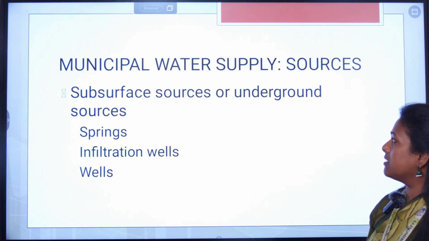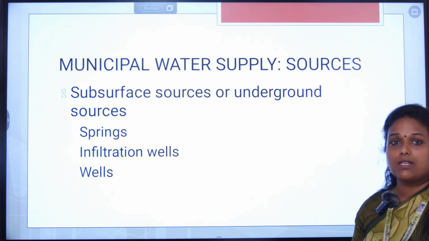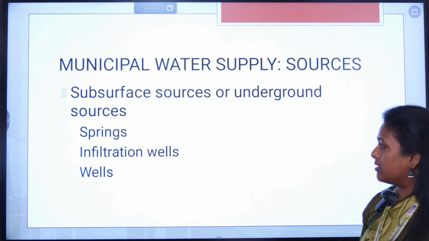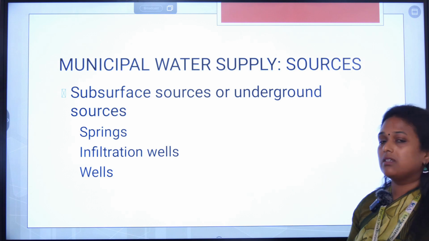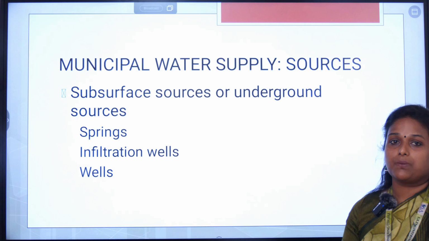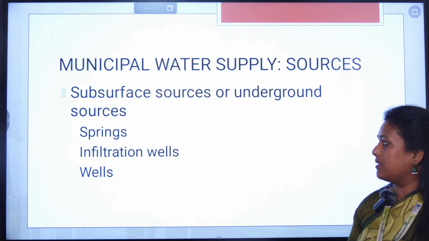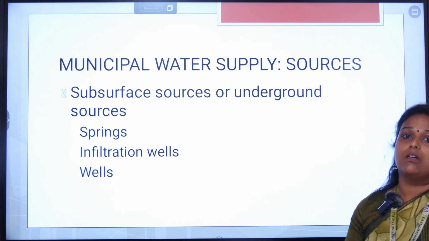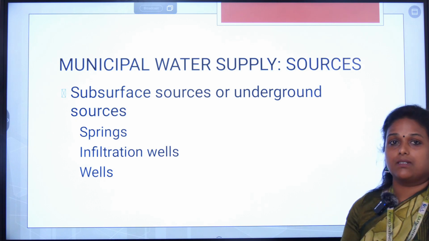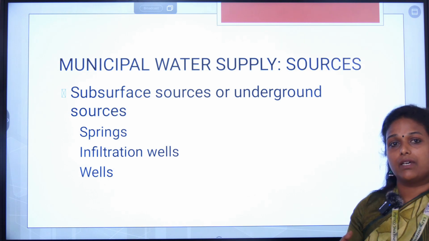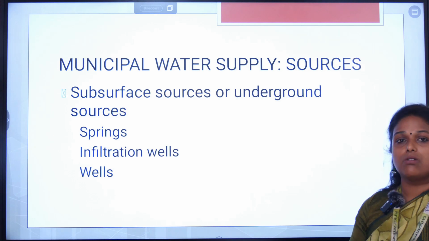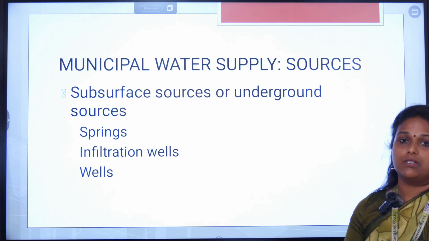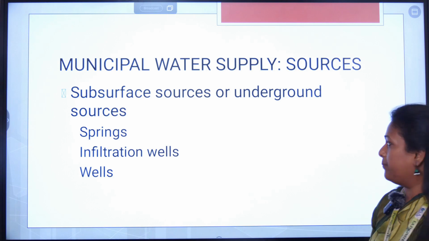The next category is the subsurface sources, also called the underground source of water, which contains springs, infiltration wells and wells. Springs are naturally available water present underground, whereas infiltration wells and wells have to be man-made. Infiltration wells have to be constructed near the river where there is abundant, good quality water. There we can build the infiltration wells, from which we can tap the groundwater. Wells can also be open wells, which can be constructed where the groundwater level is high.